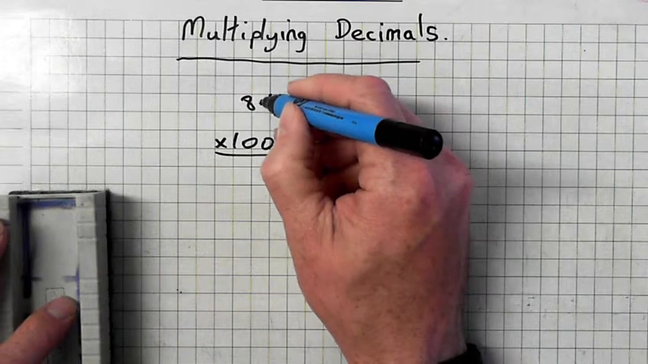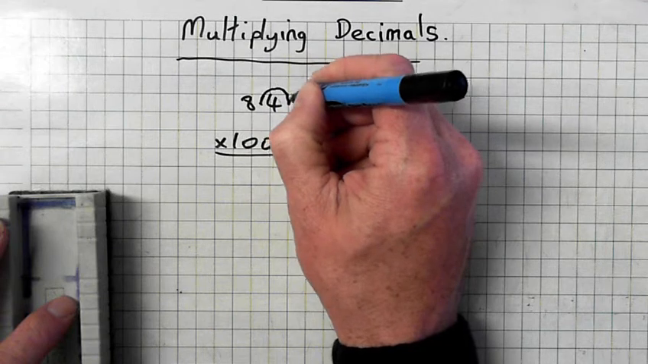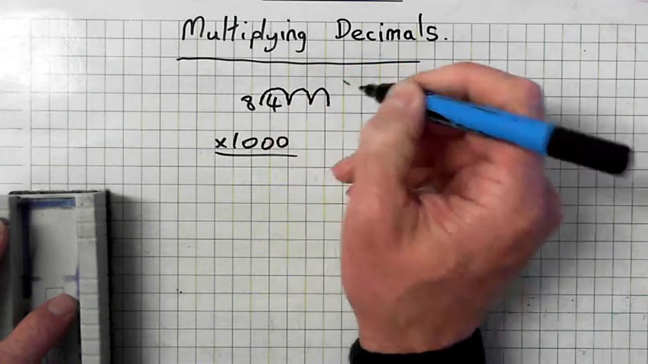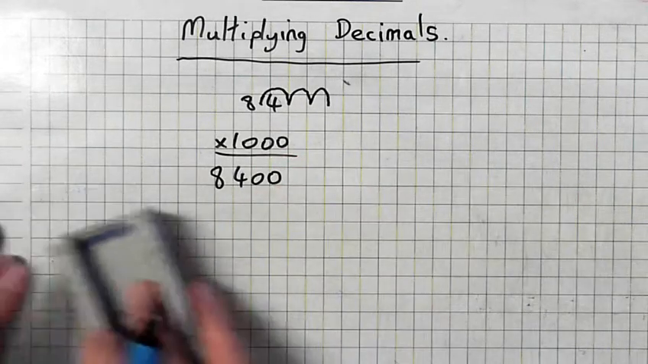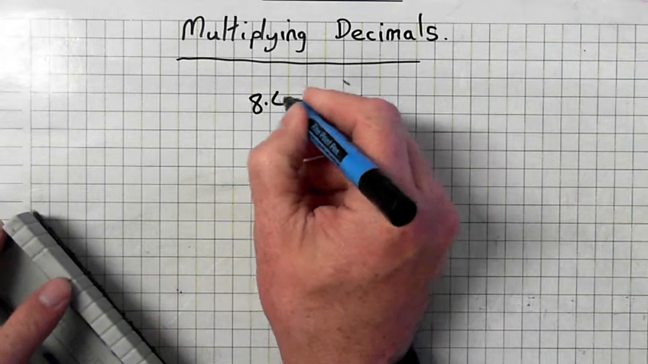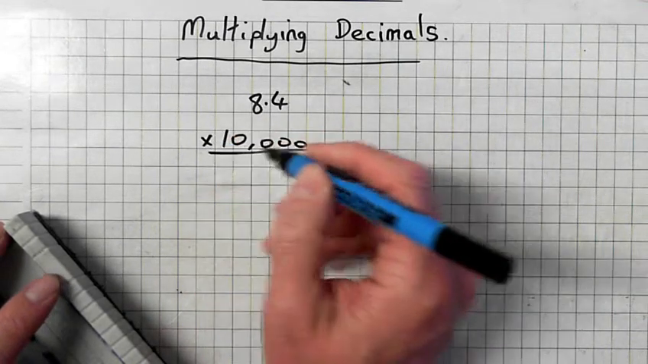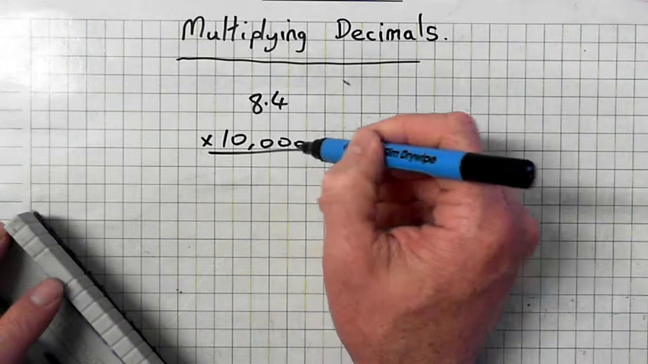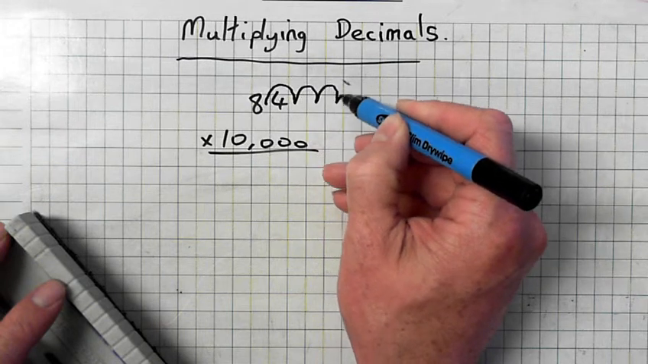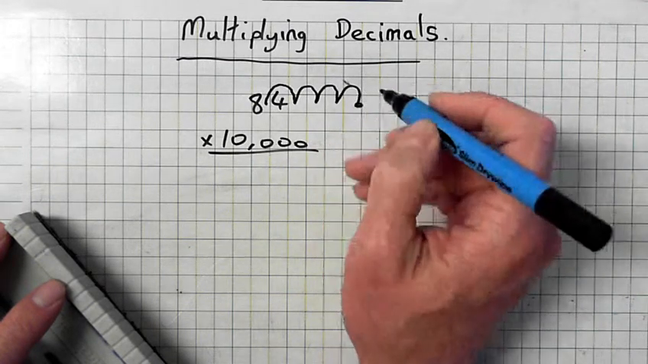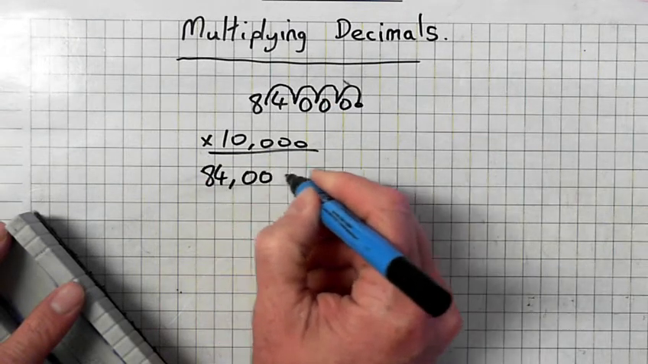If I multiply 8.4 times 1000, 8,400. Move the decimal point. How many zeros do we have? 3. So move it 1, 2, 3. What's the number? 8,400. Right. 8.4, I multiply it by 10,000. How many zeros in 10,000? 1, 2, 3, 4. I move the decimal point 4 places. The decimal point ends there. 84,000.